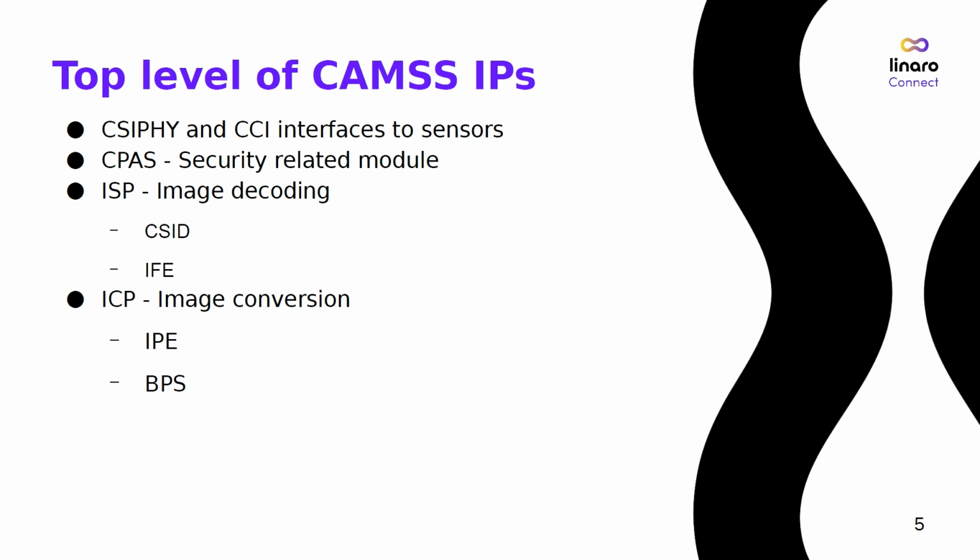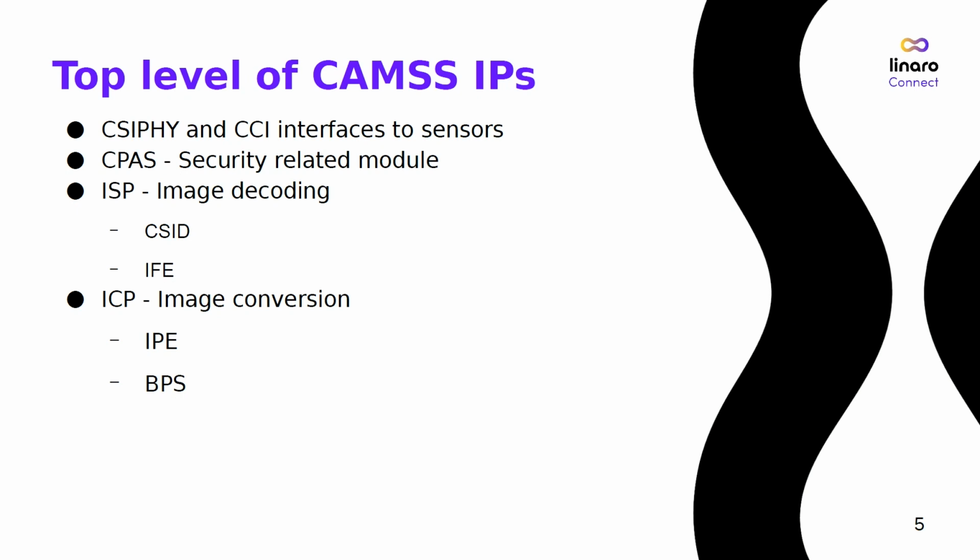Those three components are present, and only this. CSI-PHY is a component to communicate with the sensors, and CCI for controlling, I2C bus, CSI-PHY for communicating and getting data from the sensors.